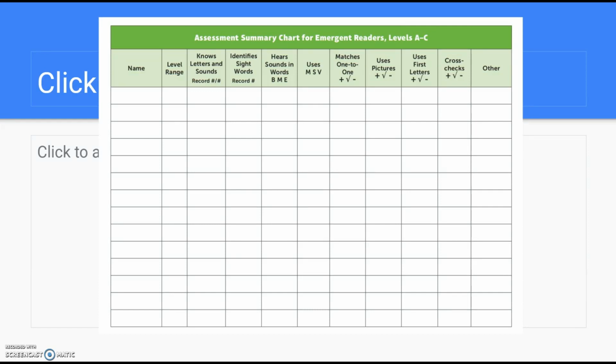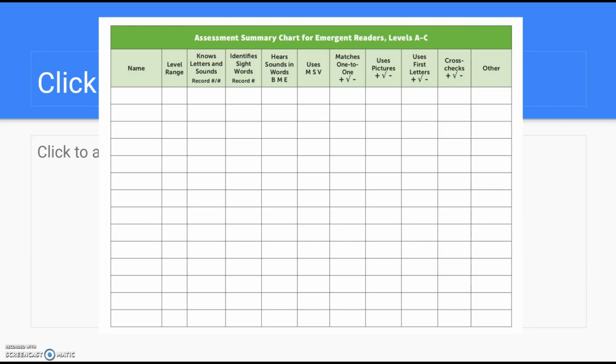Column 7 is matches 1-to-1. Here you're going to put a plus sign if the student is looking at the print, points to the words as he or she reads, and doesn't insert or omit words. Put a check if the student is looking at the print but sometimes says extra words or leaves words out. You'll put a minus sign if the student does not appear to be looking at the print.